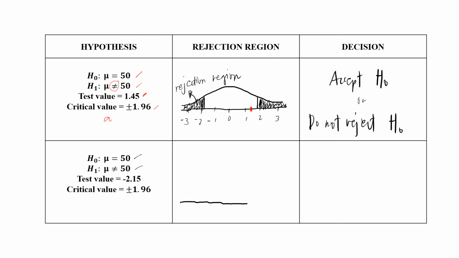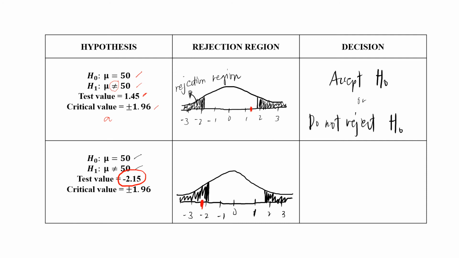Ating normal curve. Okay. So, dito si 0, positive 1, 2, 3. Okay. So, si positive and negative 1.96. So, assume natin nandito ulit yan. Okay. Then, si test value na negative 2.15. So, si negative 2.15, since negative yan, nasa left side siya ngayon. Nasa pagitan ni negative 2 and negative 3. So, assume natin na nandito siya.